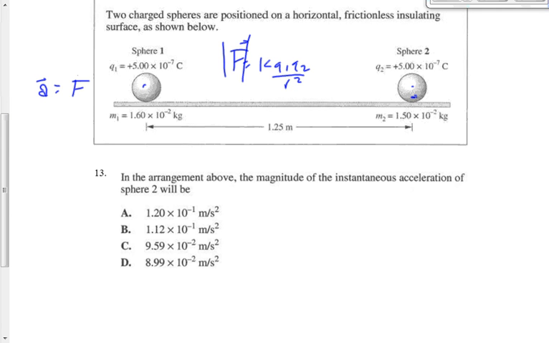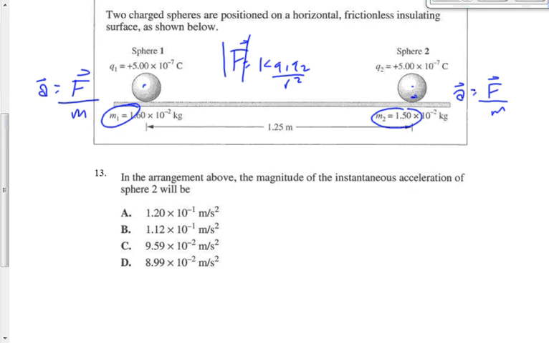Now, if we want to find the acceleration of object 1, we're going to take that force that we just found and divide it by that mass. If we want to find the acceleration of this one, we're going to take that force and divide it by this mass. We only need to find one of those accelerations. But if we were to find both of them, which one would be greater? The acceleration of sphere 1 or the acceleration of sphere 2? John? Good. 2, because it has less mass. Same force, but bigger acceleration because less mass.